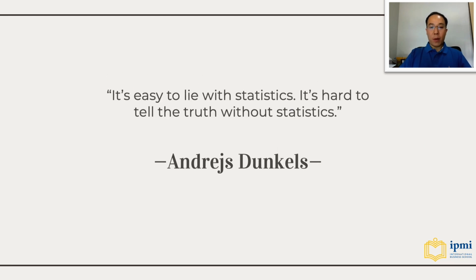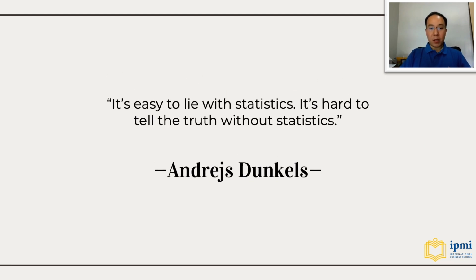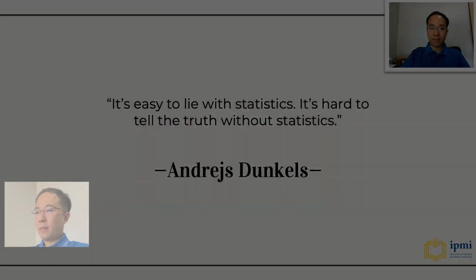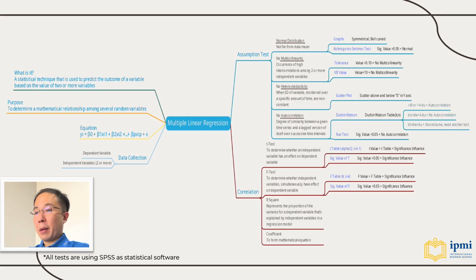Let's go to the quote from Andrew Dunkels. It says that it's easy to lie with statistics, but it's hard to tell the truth without statistics. This is the total mind mapping of multiple linear regression. On the left side, you can see the general information, and on the right side, you can see the assumption test and the correlation. I know it looks complicated, and I do agree. But in the next 10 minutes, I will make it simple just for you.